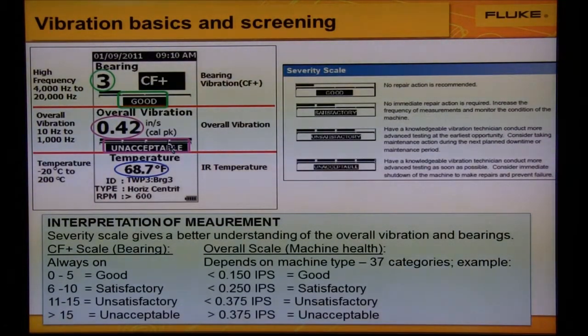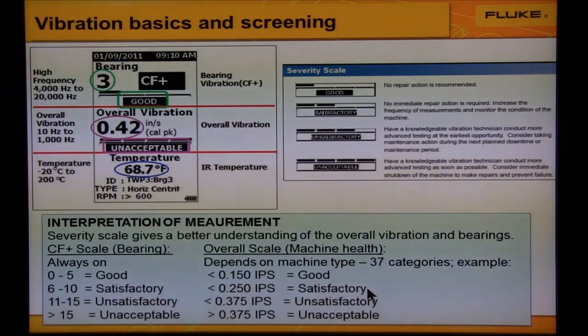The other severity scale is based on overall vibration and shows the machine's health. See the purple circle and box. This scale depends on the comparison of one of the 37 machine categories to be selected during setup. If the machine category is not selected, the severity scale will not be displayed, it will be left blank. If your machine is not on the list, then the database does not have overall vibration levels stored for comparison.